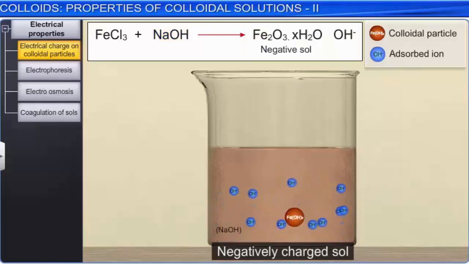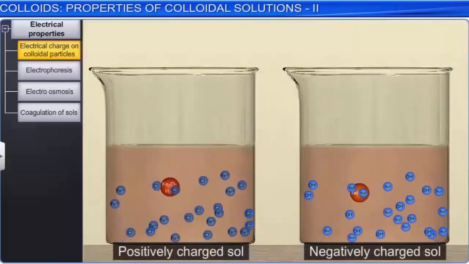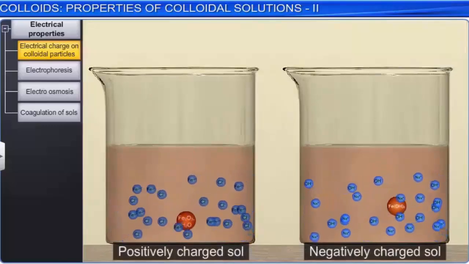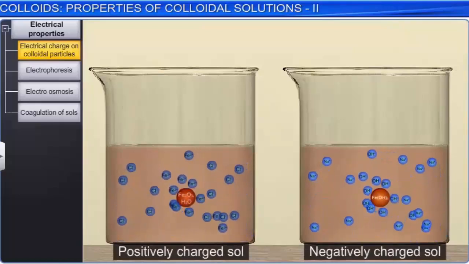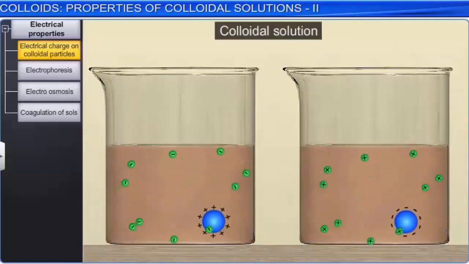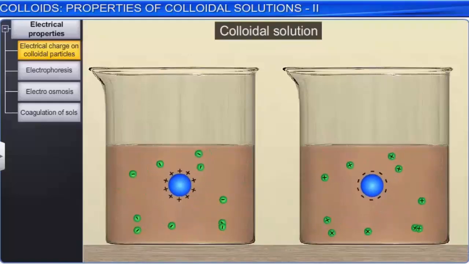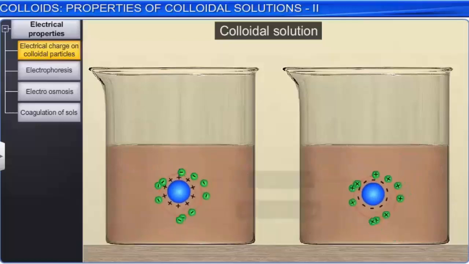In this case, there is preferential adsorption of hydroxyl ions on the colloidal particles. In either case, the ions left out will give an equal and opposite charge to the dispersion medium and will remain in it. The positively or negatively charged colloidal particles of a layer attract oppositely charged ions from the dispersion medium, forming a second layer as shown here.